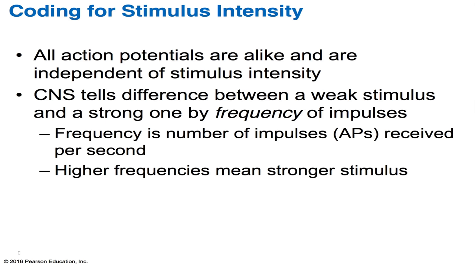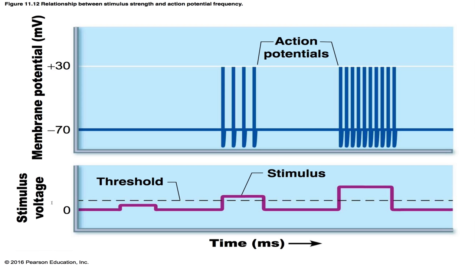So how is the central nervous system able to determine whether a particular stimulus is intense or weak? The answer is quite simple. It's by the frequency of impulses. Frequency is the number of impulses received per second. So the higher the frequency, the stronger the stimulus. Essentially, the stronger the stimulus, the more nerve impulses or action potentials are going to be generated in a given time period.